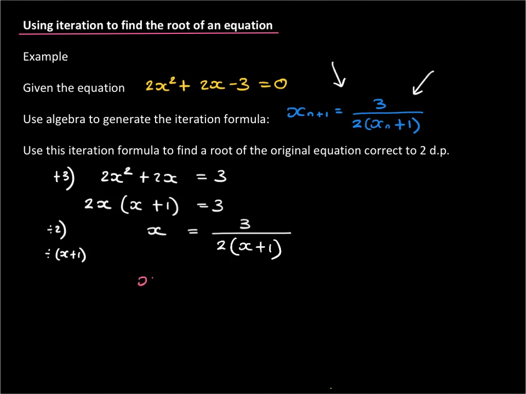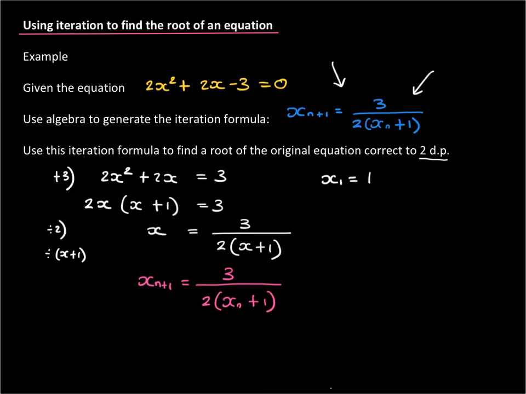We just need to replace x with x n plus 1 on the left-hand side, and then on the right-hand side we're going to replace the x with x n. And here's the iteration formula. Now, we're going to use this iteration formula to generate a root of the original equation correct to 2 decimal places. So remember, we need a starting value, and we're going to choose x1 equal to 1.